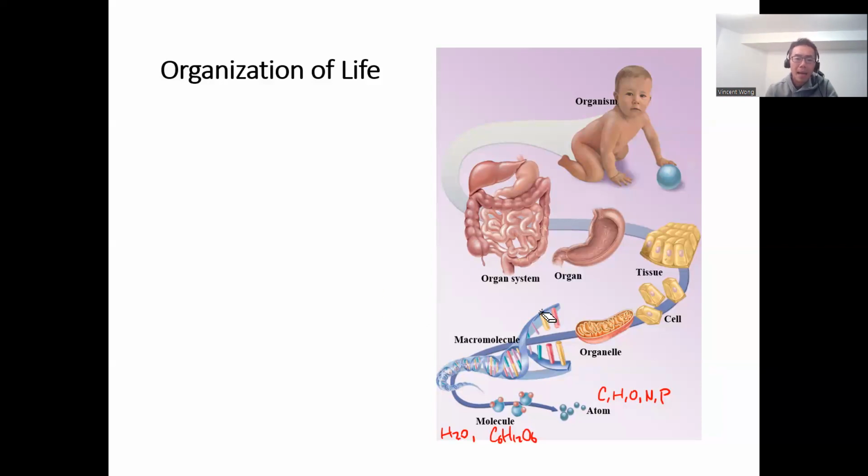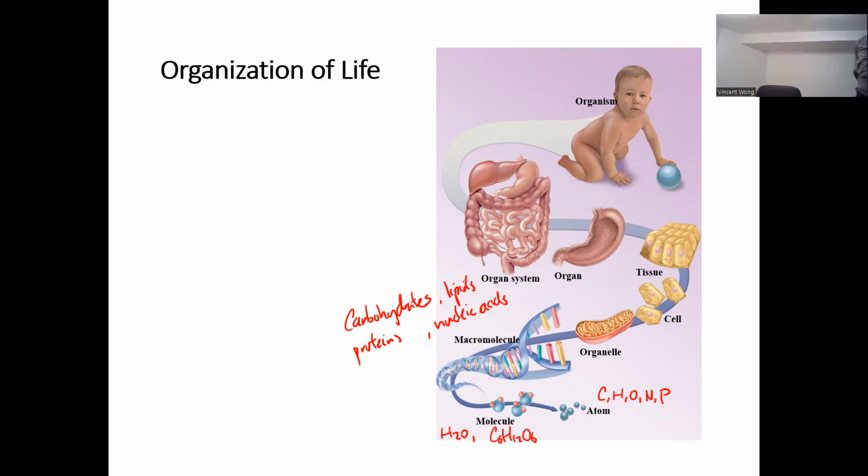Then we have the macromolecules, the big ones that we've learned, right? The carbohydrates, the proteins, lipids, and nucleic acids, right? These are big molecules. They have hundreds and thousands of atoms that compose them. So that's where we left off in lecture 2.